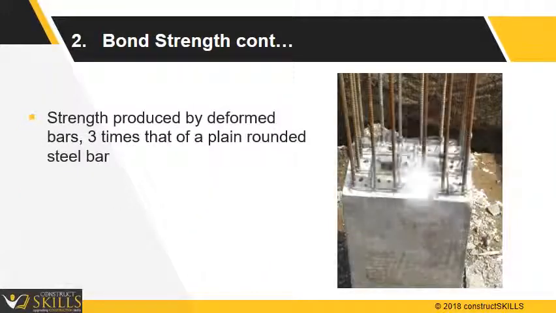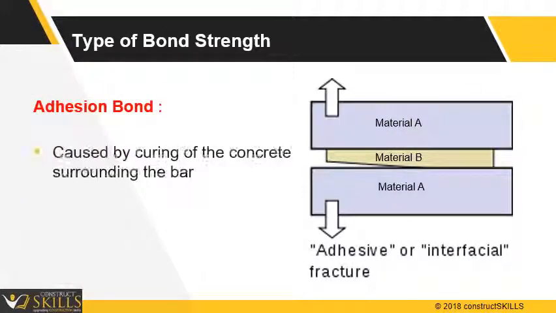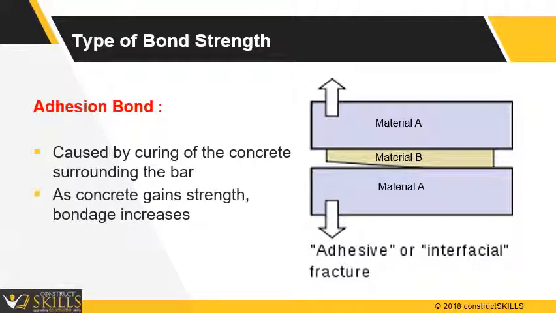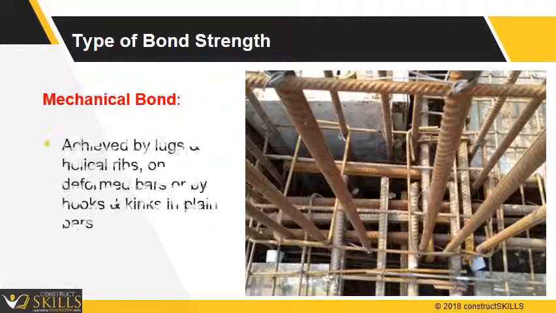Strength produced by deformed bars, that is a TMT bar, is 3 times that of a plain rounded steel bars. Generally, there are 2 types of bonds between concrete and rebar: adhesive and mechanical. Adhesion bond is caused by curing of the concrete surrounding the bar. As concrete gains strength, bondage will increase. Mechanical bond strength is that which is achieved by lugs and helical ribs on the deformed bars, or by hooks and kinks in the plain bars.